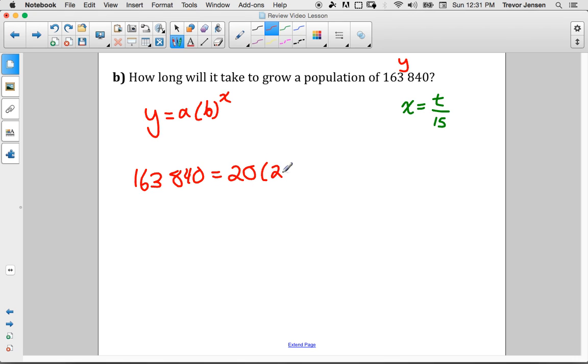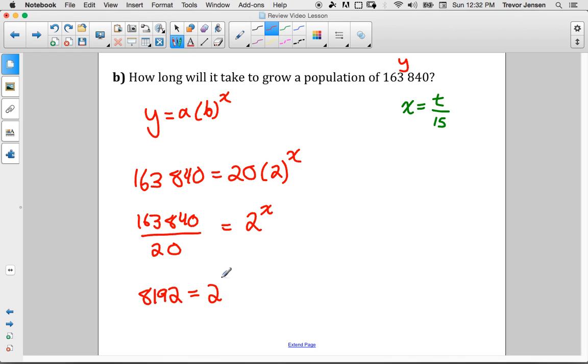It's going to be repeatedly doubled, but this time we're solving for x. We need to figure out how many times we have to double 20 so that it gets to 163,840. That's what we're going to do. So this is the process you're going to go through to solve that. First thing you're going to do is isolate the power by dividing the 20 to the other side. So you're going to do 163,840 and divide that by 20. That way we isolate the power. So equals 2 to the x. If we do that division, we get 8,192 equals 2 to the x.